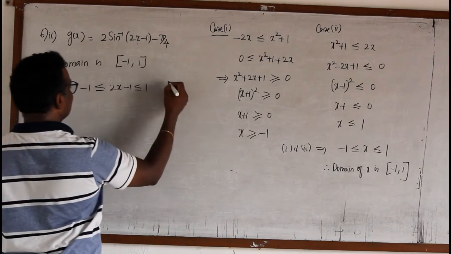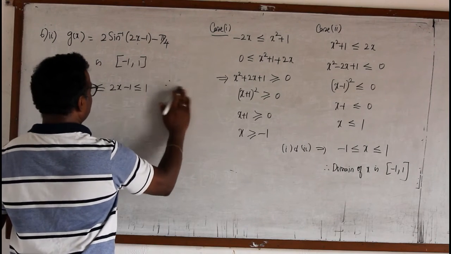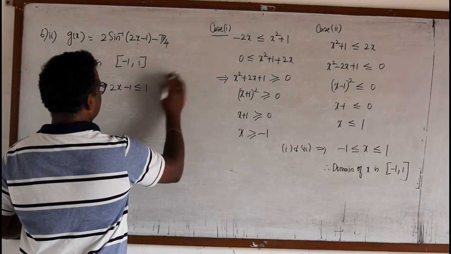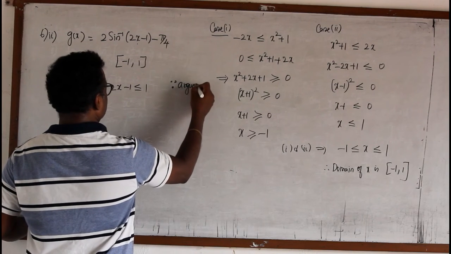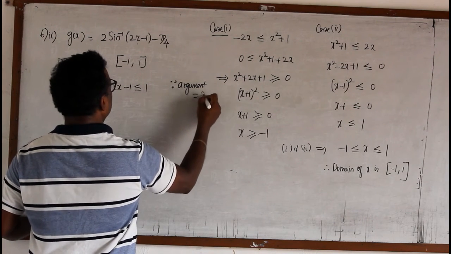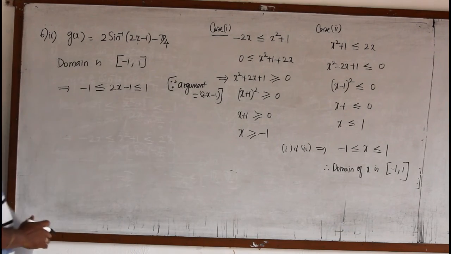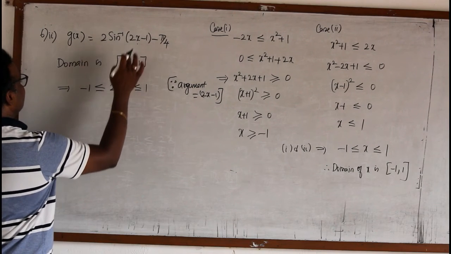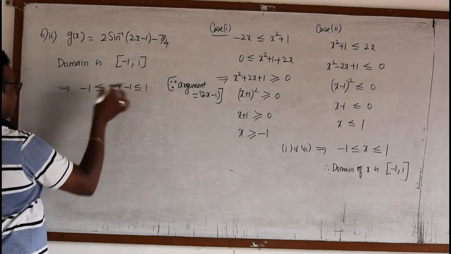I must consider only the argument, because here the argument is 2x minus 1. I should not consider anything extra or anything other than the argument. Here the argument only must lie in this domain. So consider only the argument. The argument is 2x minus 1.